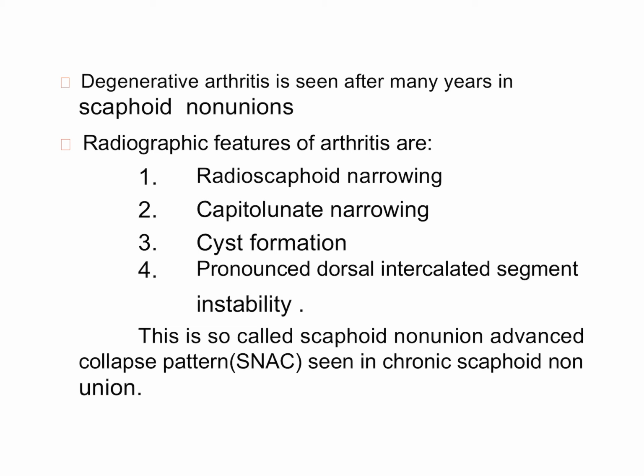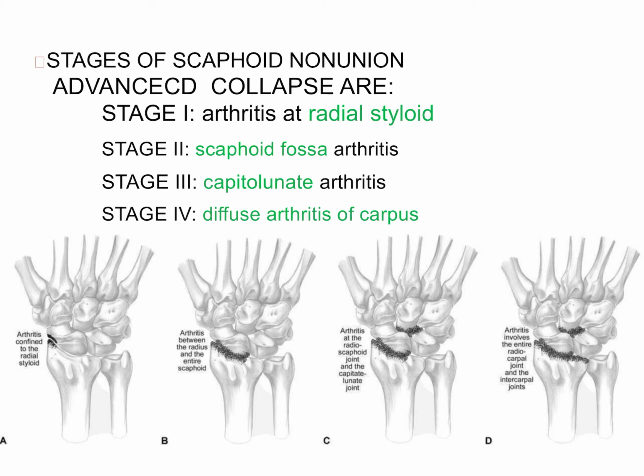Degenerative arthritis is often seen after many years in scaphoid non-union. The radiographic features of the arthritis are radioscaphoid narrowing, scaphocapitate narrowing, cyst formation, and pronounced dorsal intercalated segment instability. This is the so-called scaphoid non-union advanced collapse pattern, seen in chronic scaphoid non-union. Next. Stages of scaphoid non-union advanced collapse: these are the 4 stages. Next.